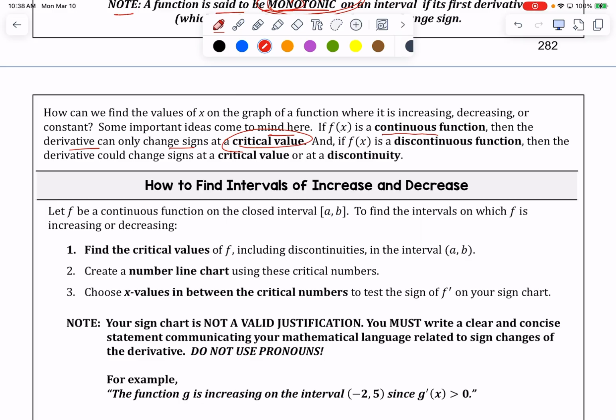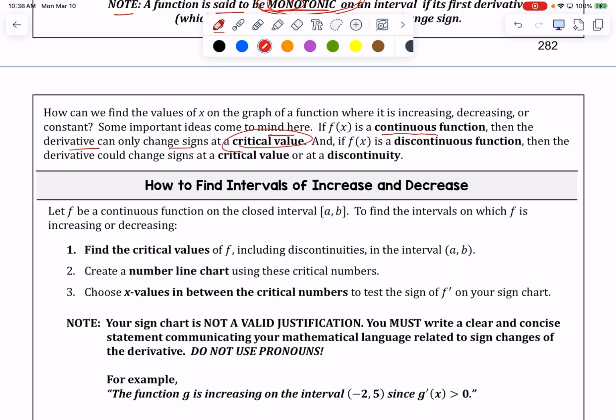Think about a volcano for a second. A volcano is what first? Increasing. Then a volcano what? Decreases. But the critical value would be where it's not equal to 0, but where it's what? Undefined. It'd be where the first derivative is undefined because you're going to have that discontinuity. So that discontinuity is actually going to create the change in sign for your first derivative.